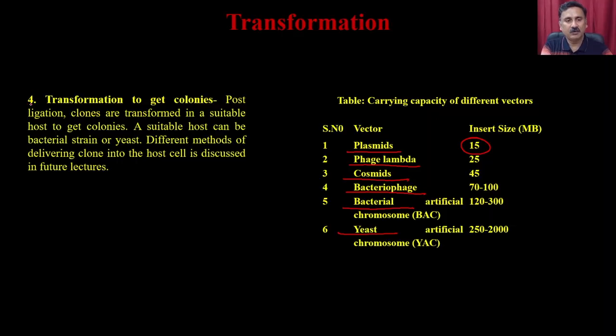Then in step 4, you are going to do the transformation to get the colonies. Post ligation, the clones are transformed into a suitable host to get the colonies. A suitable host can be a bacterial strain or yeast. Different methods of delivering a clone into the host will be discussed in a future lecture. When we discuss overexpression, we will discuss transformation, and how different methods can be used to deliver the DNA into different host cells, like bacterial cells, yeast cells, mammalian cells, and so on.